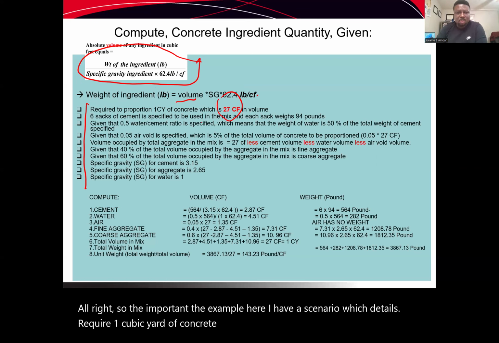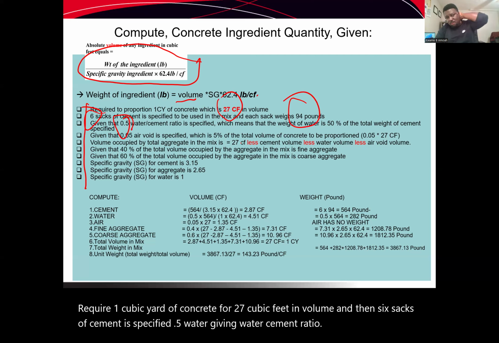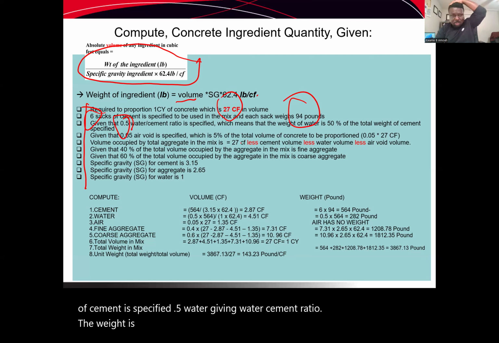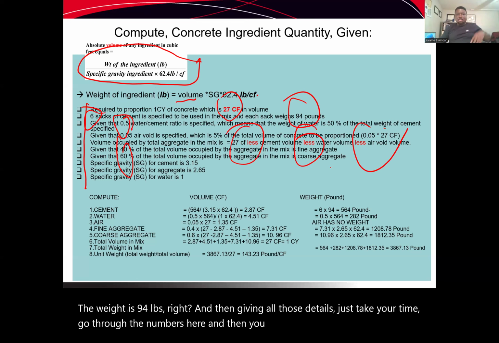All right. So the example here, I have a scenario which requires 1 cubic yard of concrete, 27 cubic feet in volume, and 6 sacks of cement is specified. 0.5 water-cement ratio is given. The weight is 94 pounds, right? And given all those details, just take your time, go through the numbers here, and then you know where they're coming from in my calculation.